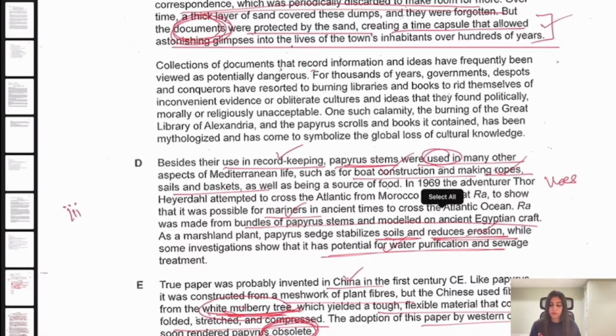Collections of documents that record information and ideas have frequently been viewed as potentially dangerous for thousands of years. Governments resorted to burning libraries and books to get rid of inconvenient evidence found politically or morally unacceptable. One such calamity, the burning of the great library of Alexandria and the papyrus scrolls and books it contained, has been mythologized and has come to symbolize the global loss of knowledge.